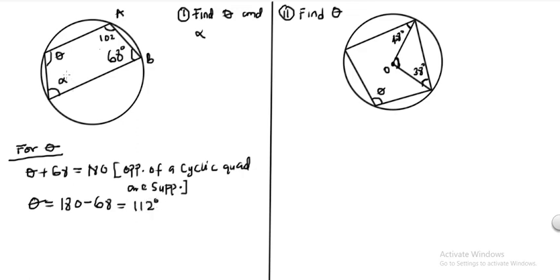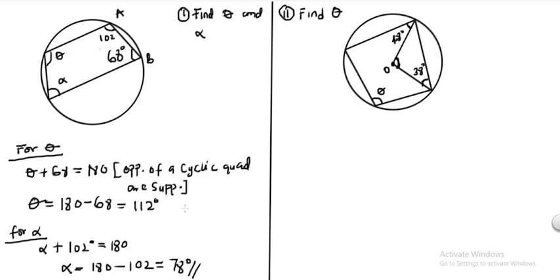From here, we can find the value of alpha by doing the same thing. For alpha, we look at the opposite angle in the quadrilateral. The opposite angle in the quadrilateral is 102 degrees here. That would mean that alpha plus 102 degrees is equal to 180. The reason is that opposite angles in a cyclic quadrilateral are supplementary. There's no space, so I will not write that here. So alpha is equal to 180 minus 102, which is 78 degrees. So that's my value for alpha.